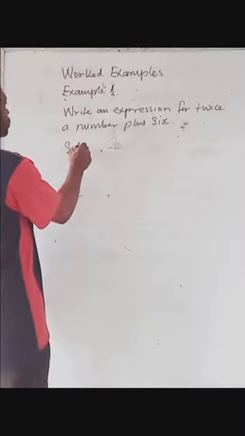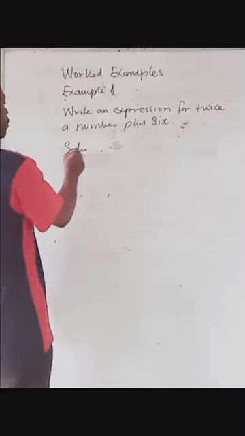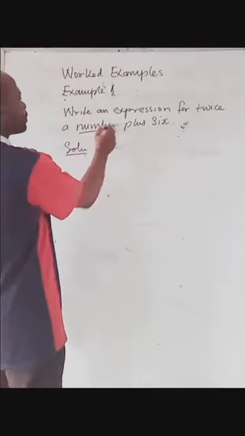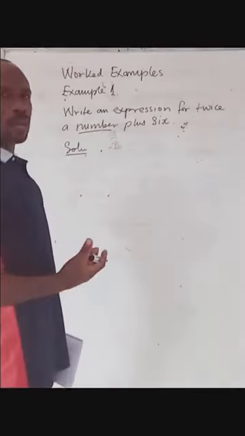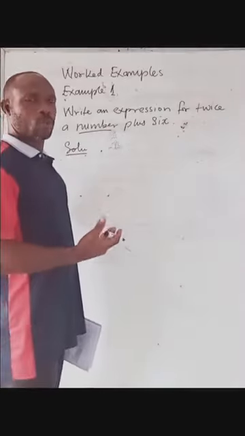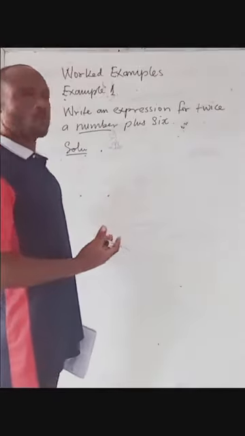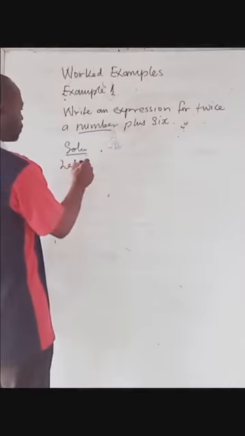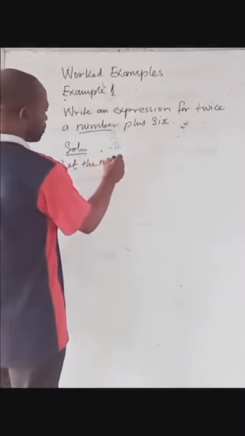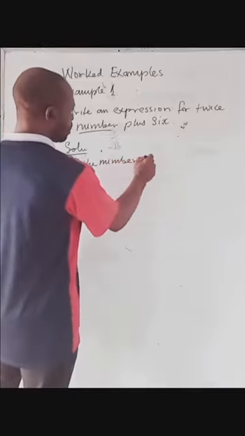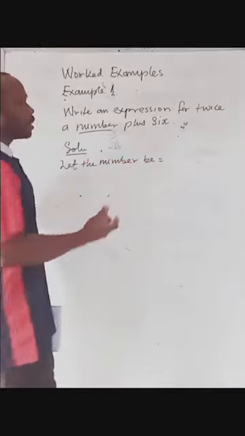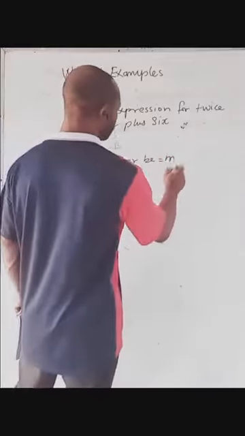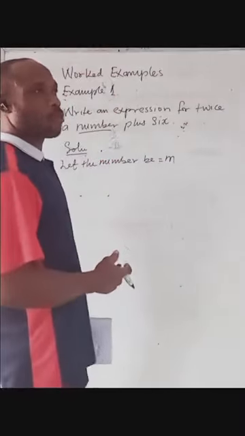Solution. Twice a number, we don't know the number. So the number is an unknown number. So let the number be equal to, let's call it m. So let's represent the number with the letter m.